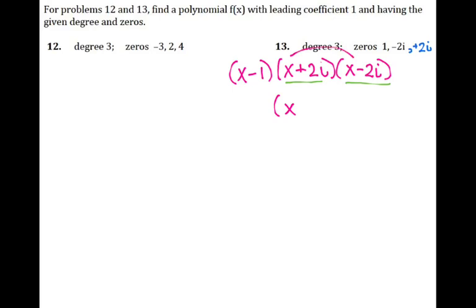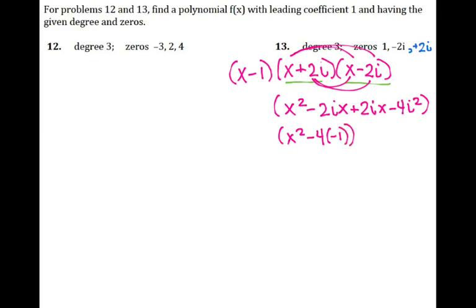That way I can get rid of my i's. So x times x is x squared. x times negative 2i is negative 2ix. 2ix is 2ix, minus 4i squared. My ix's cancel, so I have x squared minus 4i squared, but i squared is negative 1. So that becomes x squared plus 4.